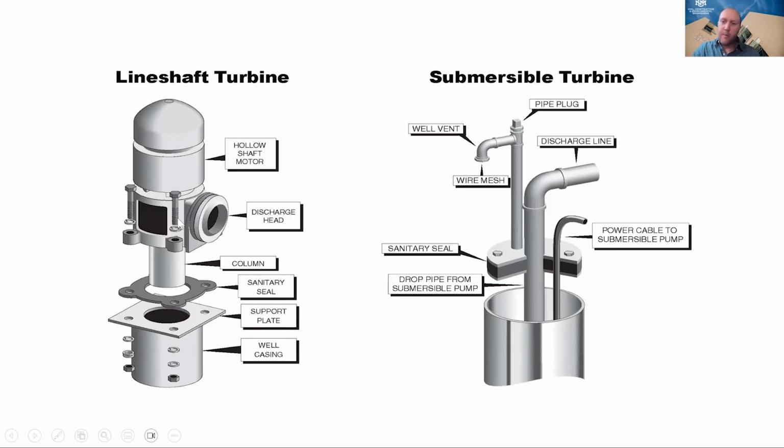And so the opposite of that is a submersible turbine pump. This is when both the motor and the pump, the impellers of that pump, are all down in the well itself. In this example, you can see that there's this power cord going down into the well, and that goes to that pump. That is the motor and the pump that's then sending up water through this discharge line.